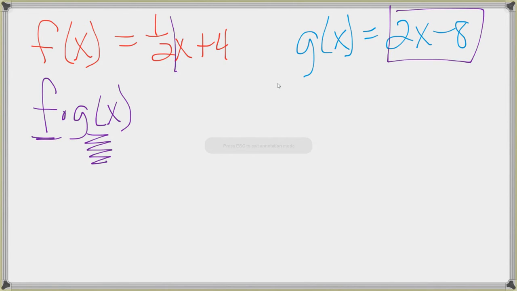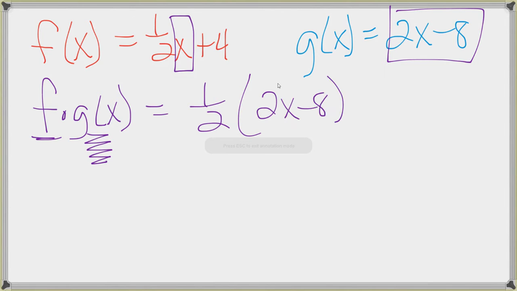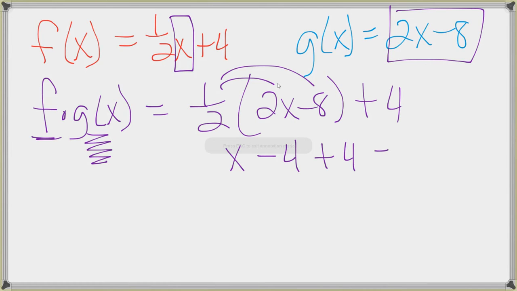Okay, so here we go with f of g of x. We're going to plug g of x into f of x. The whole function g of x is 2x minus 8. Take that whole thing and plug it into the x in function f. So you have 1/2 times 2x minus 8 plus 4. Distribute, and you get x minus 4 plus 4. What happens to the 4's? They cancel, so we're left with just x. So since that one worked, everything canceled but the x.